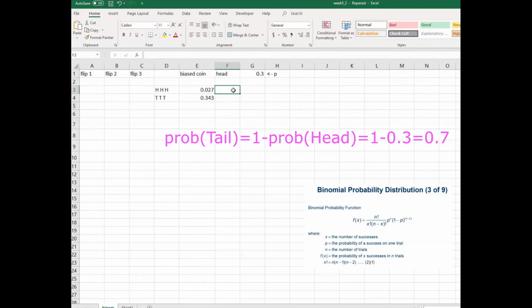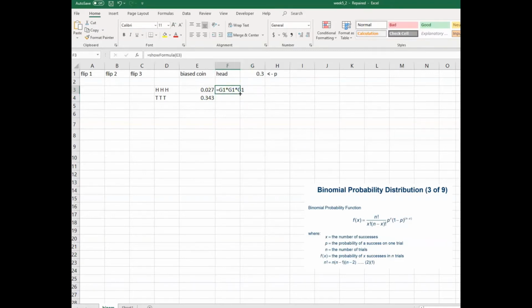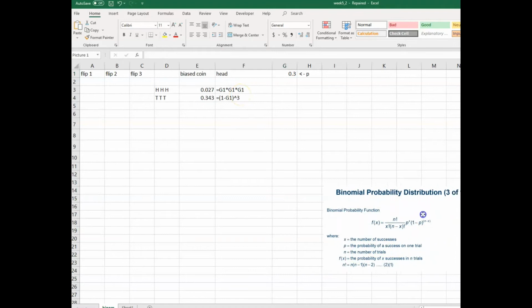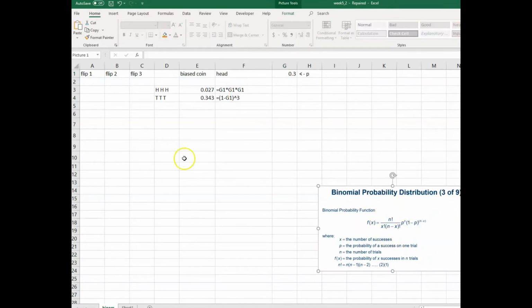I'm going to use show formula. So this is show formula. This is G1 times G1 times G1, so this is probability to the power of 3. And this is 1 minus P to the power of 3. And actually we can apply this formula to calculate.